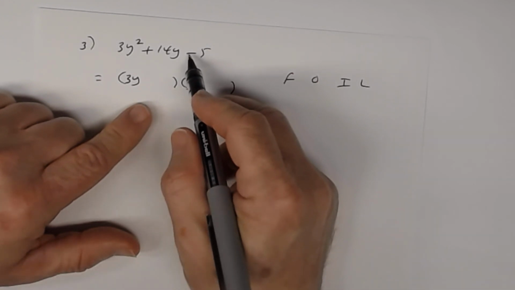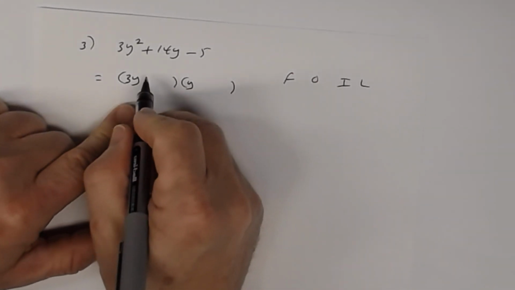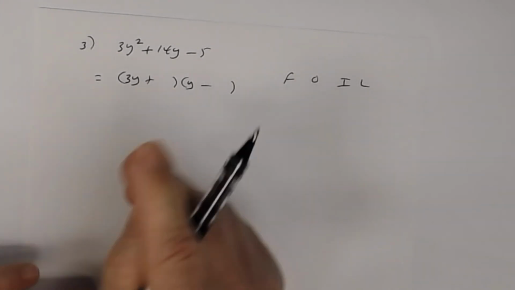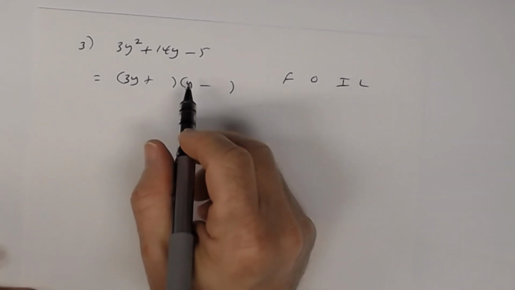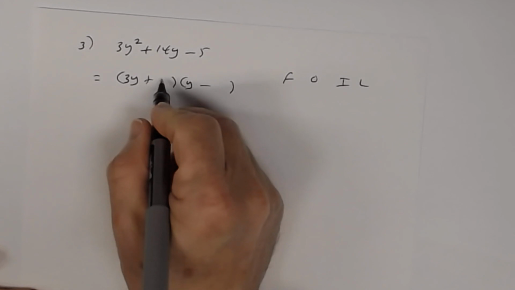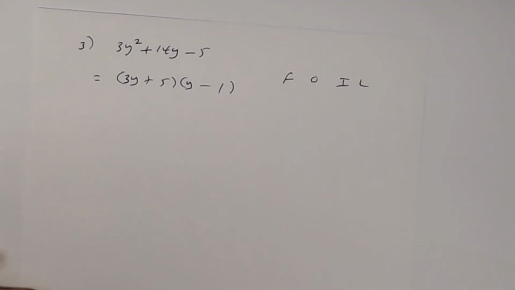So since this sign's negative, that means the signs in here are different. So right now, let's go ahead and put plus minus. You may have to switch this, and we're going to switch it if we have to. And for 5, notice there's one possibility, and that's 5 and 1. So let's put the 5 here, 1 there. Now let's check it.